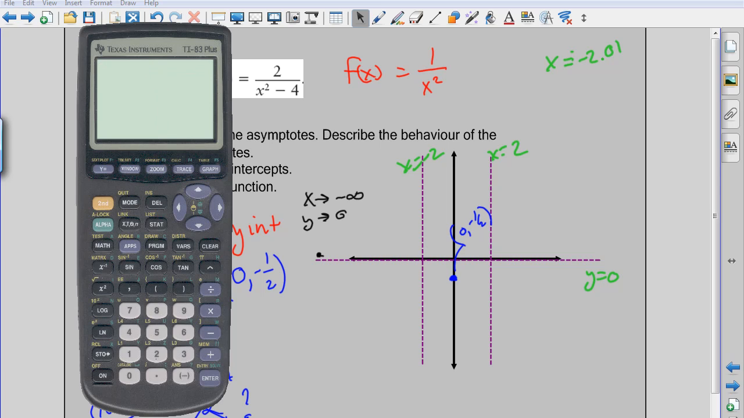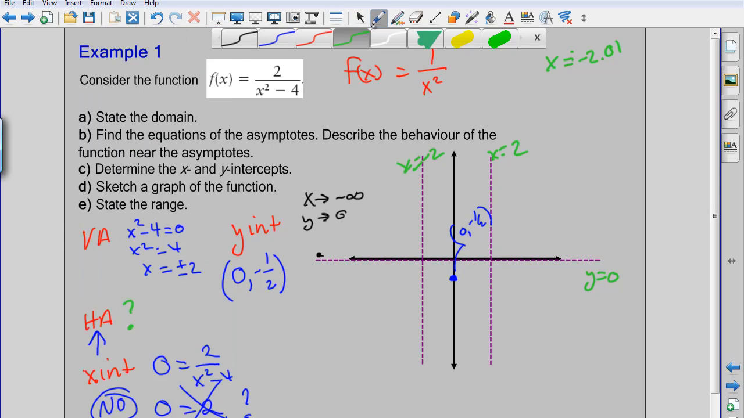So we're going to go back to the calculator for this just to get a little bit more precise answer. And what I'm going to do is I'm going to take 2 divided by -2.01 squared. I'm going to add another bracket in here. And then subtract 4. So when I hit enter, this is going to be the y value, which is at 50, way up here somewhere. And the closer I get to that -2, the larger the y value is.